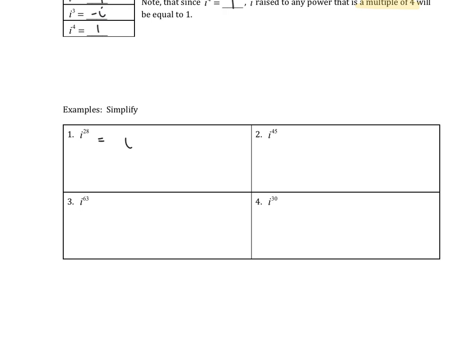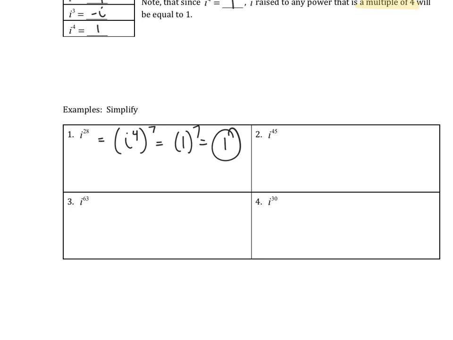So I could write this as i to the fourth to the power of 7, because remember, way back in exponents, you can multiply exponents when they're written as a power. So this is the same thing as i to the 28th power. And remember, i to the fourth is 1, and 1 to the 7th power is 1. So again, if it's already a multiple of 4, then you break it down to powers.